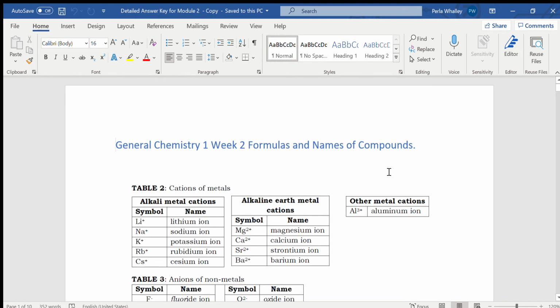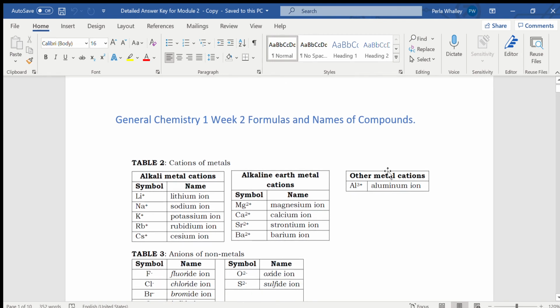So, before we continue with the activity, I will first discuss this table. We have cations of metals, alkali metal cations. These ions have +1 charges. We have the lithium, sodium, potassium, rubidium, and cesium ions. Alkaline earth metal cations, these are the +2 charges. Magnesium, calcium, strontium, and barium ions. We have aluminum, which is a +3.